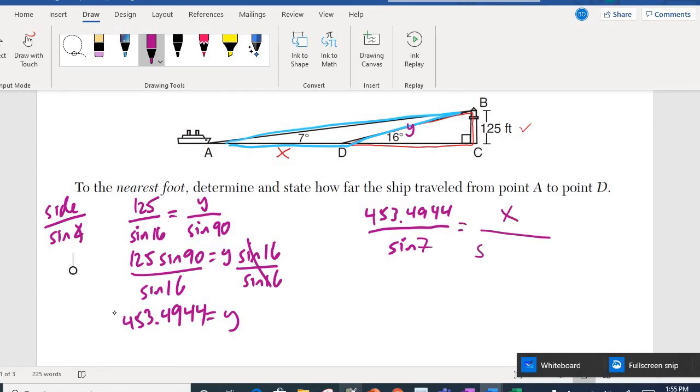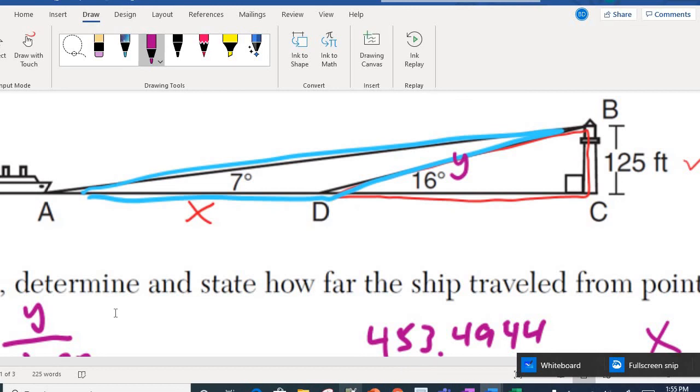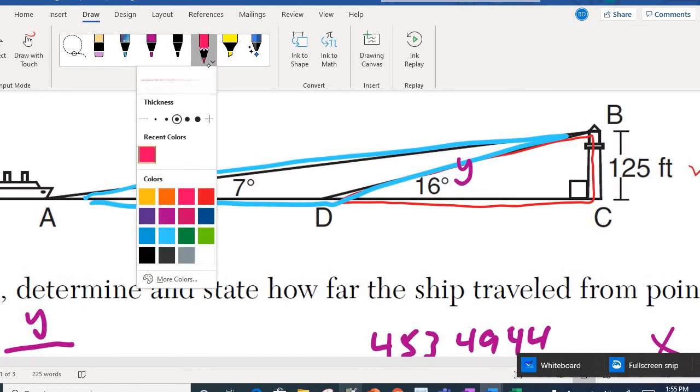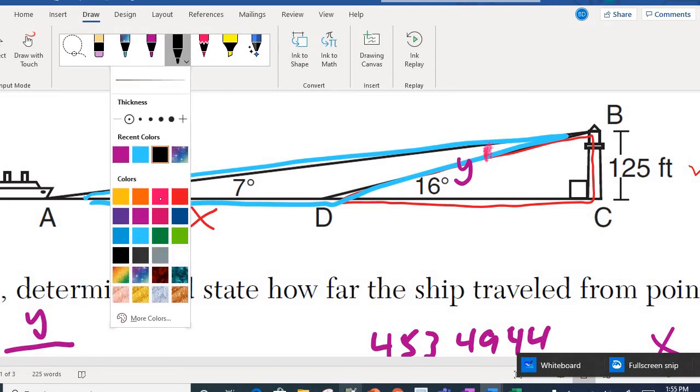X is what we're going to have to find, and that's going to be over the sine of, oh no, we have a problem here, because we don't know which angle is across from that side. So let's go back, let's zoom in a little bit here, and let's look a little more closely. So this triangle, we need to figure out basically the angle up here, because that's going to be the angle across from the X. So what I'm going to do is use some of the information we already know. So we know that this angle here is 16 degrees.